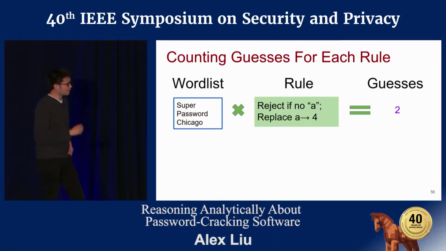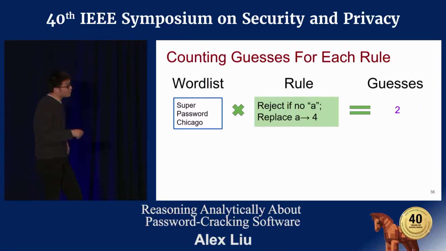So a major complication is when rejections are used. For example, here we say skip this guess if the word does not have an A. Otherwise, replace it with 4. So we have to reason about how many words have an A. And this gets even more complicated because the rejections could appear anywhere in the rule. And this will introduce very complex dependencies.